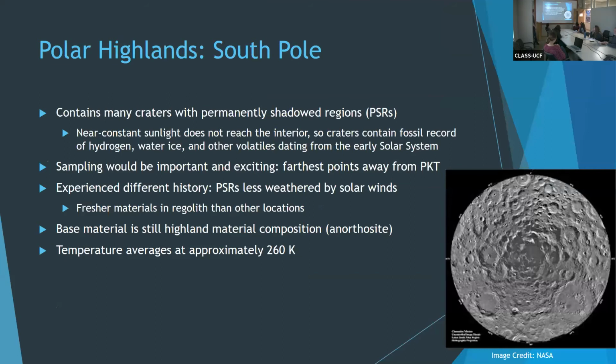Okay, so going more into the polar highlands, why these are important. They contain a lot more of the craters with those PSRs, the permanently shadowed regions. So even though they have near constant sunlight, it doesn't really reach the interior, and so these craters are very important because they contain that fossil record of the hydrogen, water, ice, and other volatiles from the early solar system.